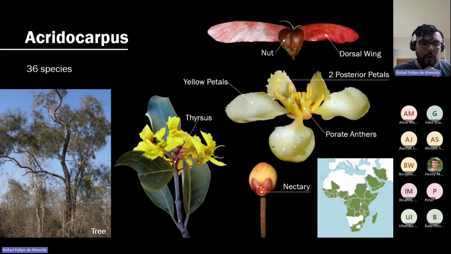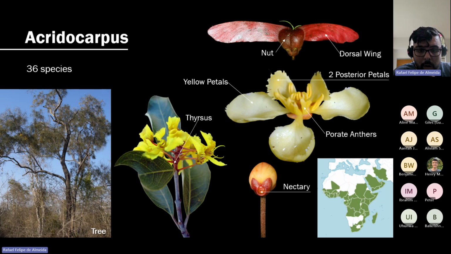So it's called Acridocarpus. It currently has 36 species occurring in most of tropical Africa, in the Arabian Peninsula, and also Madagascar. So it's very, very widespread in the African continent. It's usually a tree found in forested environments, but I think more usually in dry forests and probably savannas, from what I've seen from the photos that I got from them in the field.